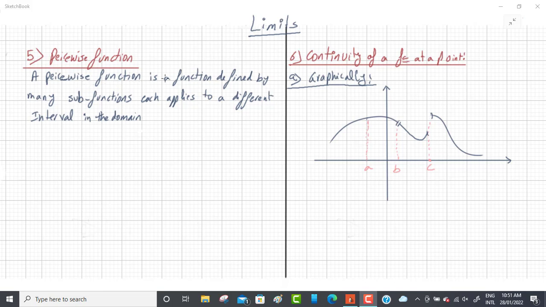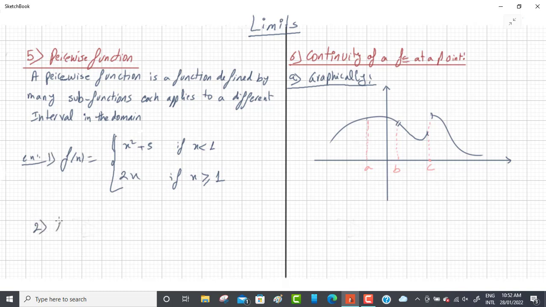A piecewise function is a function defined by many subfunctions, where each subfunction applies to a different interval. It's a function formed of different functions, and each one is called a subfunction. For example, f of x equals x squared plus 5 if x is less than 1, and 2x if x is greater than or equal to 1. This is a piecewise function formed of two subfunctions.